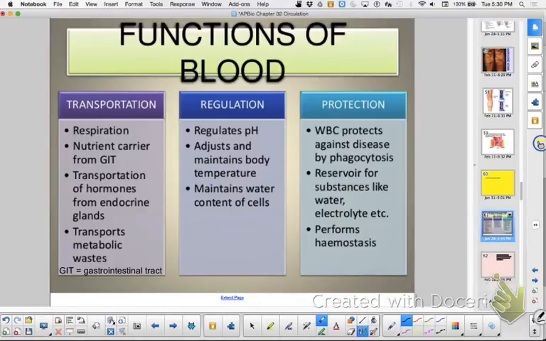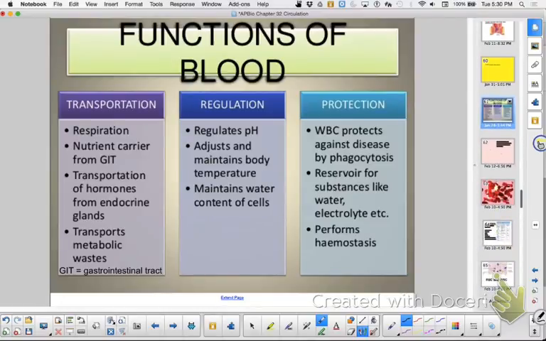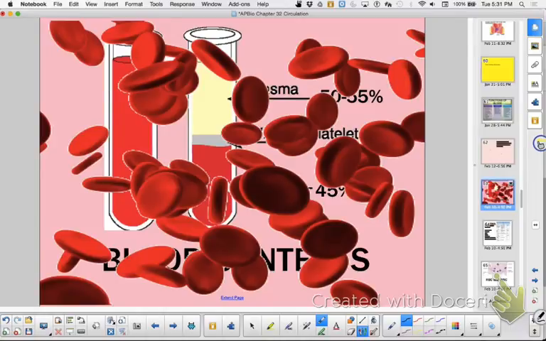And in your notes, you may want to capture that image right there. Keep in mind, this whole presentation is going to be in your Google Drive, so you can grab any of these pictures that you want. All right, so what's in blood? Let's go over blood contents.